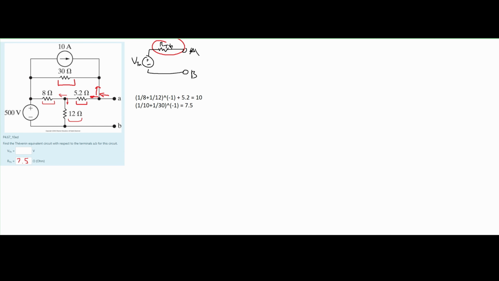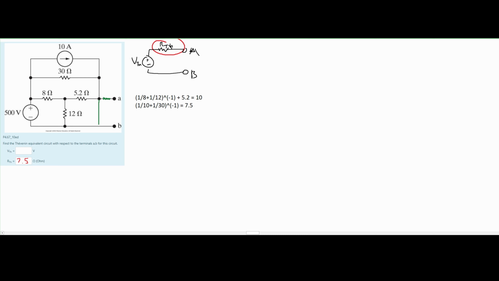But now we're going to go and find our VTH. So I'm going to erase all of the marks that we did in here so we can start fresh. And looking at this, VTH is basically going to be right here. And our resistance is this that we found right here. So we know that this is our voltage that we need to find.